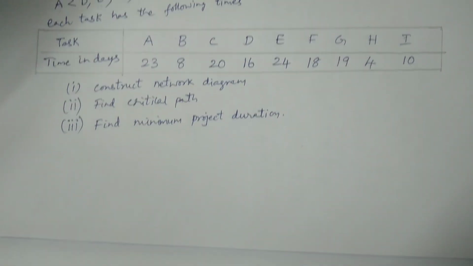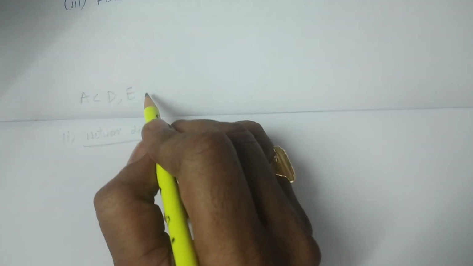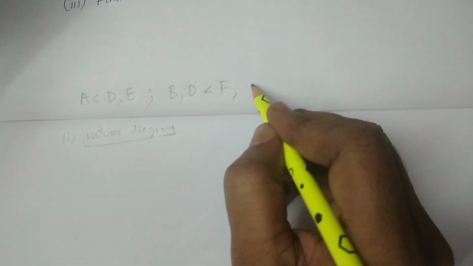Now we can start. I'm constructing the network diagram, the first question, by using the relations. I write the relations here: A < D, E; then B, D < F; and also C < G.